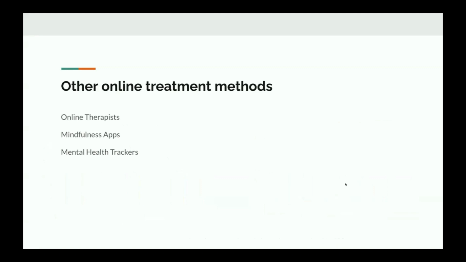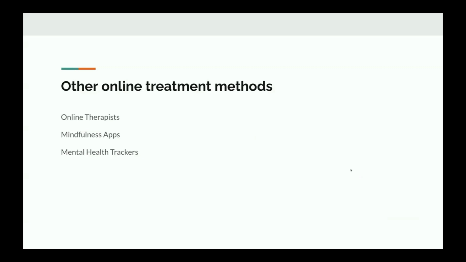There are many other online treatment methods, such as online therapists, mindfulness apps and mental health trackers. None of these really do much to actually help the illness other than online therapists. Mindfulness apps are useful to help calm down at the end of the day, and mental health trackers are useful for seeing when you have a depressive episode or how often you do.